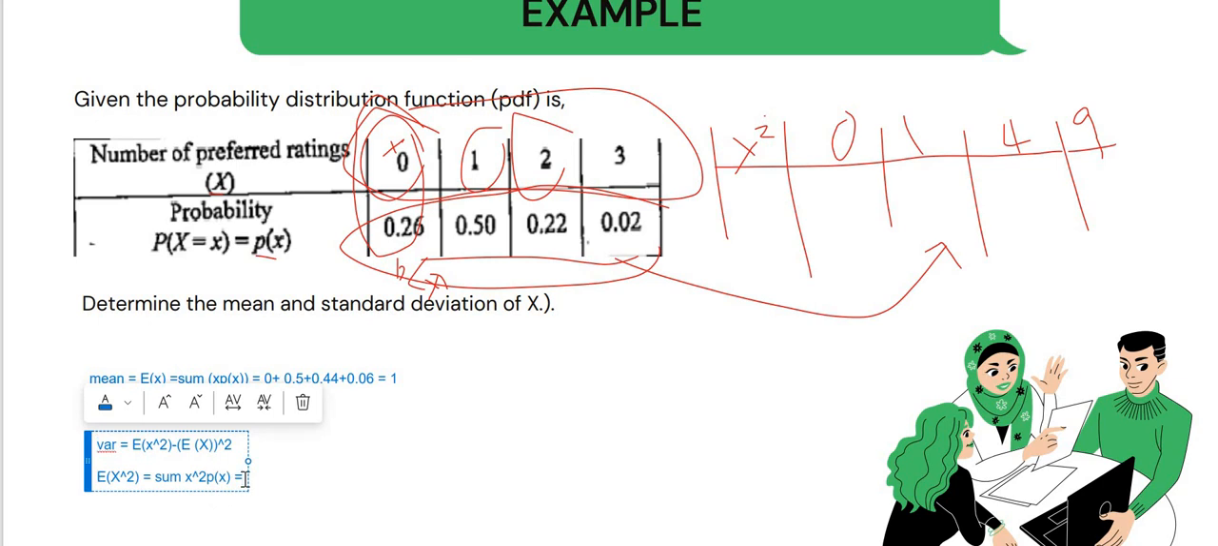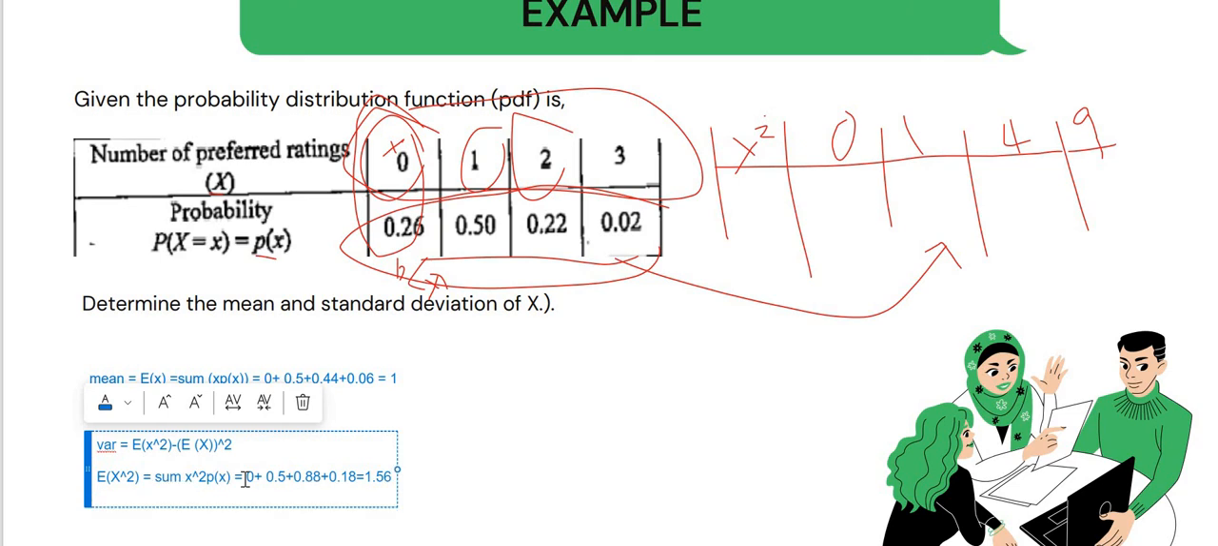Okay, alright. So it will be 0 times 0.26 is still 0. And then 1 times 0.5 is 0.5. Now 4 times 0.22, so it will be 0.88. And the last one is 9 times 0.02 will be 0.18. So the answer that I should get here is 1.56. Okay, this is not the variance yet, class. We just only settle for the first part.